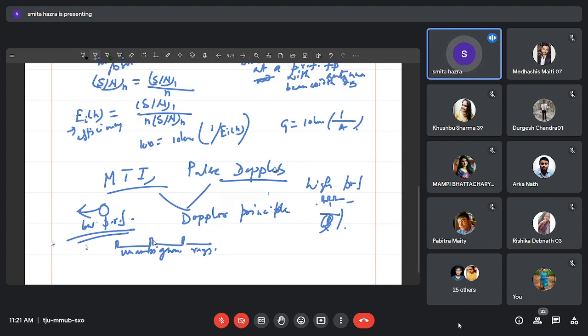So in the next class, first we will define what the Doppler principle is. From there, how we are able to find the Doppler velocity and the like, and then we will go for both the MTI and the pulse Doppler radar with the schematic and with their limitations and advantages. Many more things are there. Okay, so system-wise descriptions we will start from the next class.